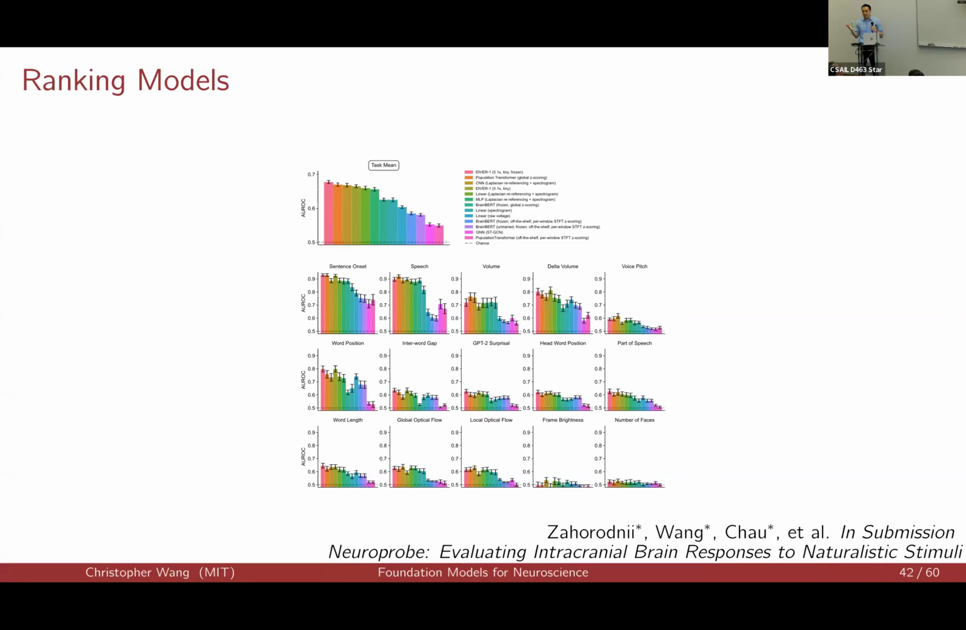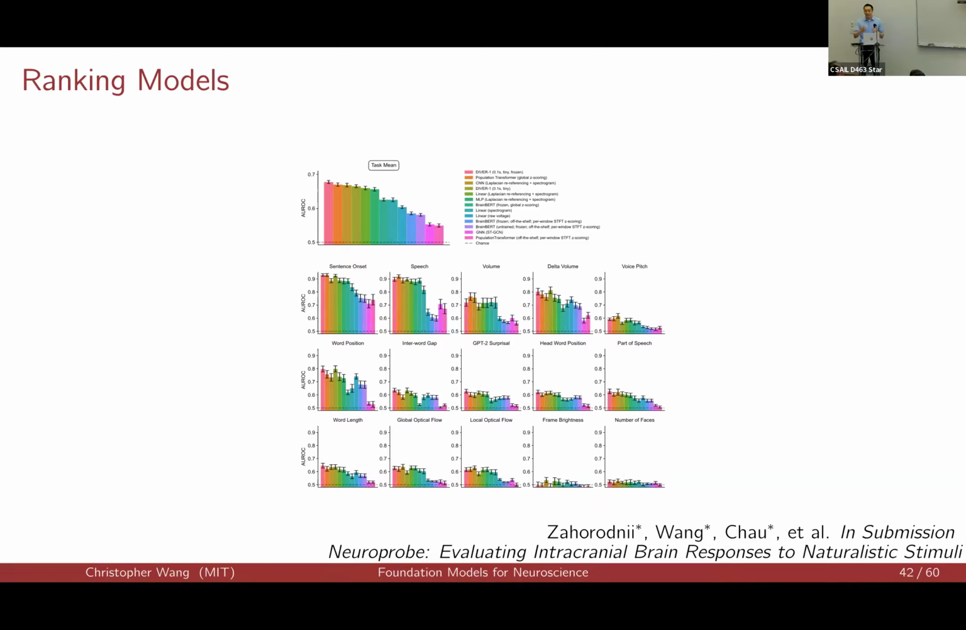NeuroProbe is still in preprint, but Andrei has been so good about advertising it that we're starting to get submissions from other universities to our leaderboard. And this is really an area where we want to be beaten. We want better and better submissions to come to our leaderboard and beat us and get better and better decoding.